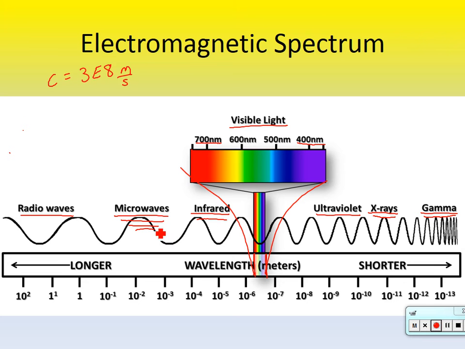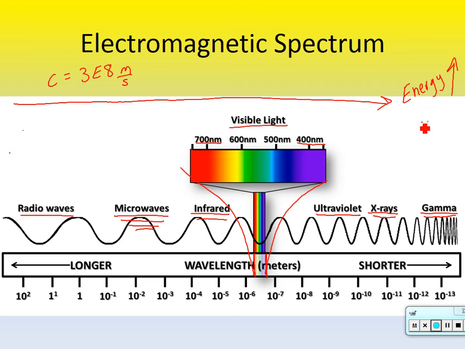Okay, one more thing I want to touch upon. When you move this way across the electromagnetic spectrum, what's happening to energy as we go to gamma rays? Energy is doing what? Goes up. Okay? What happens if we go this way? What's going up if we move this way? Wavelength is going up. So that symbol for wavelength, lambda, goes up if you come to this side.